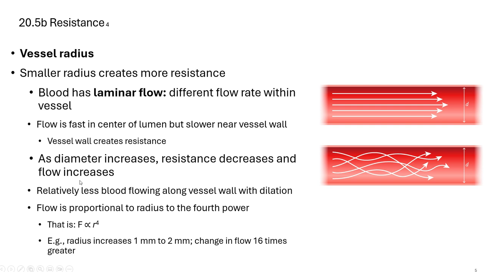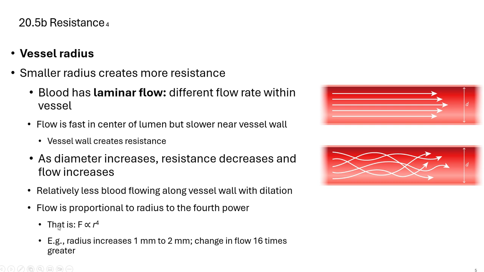This is why we looked previously at that formula. We said F equals delta P over R, right? As you increase resistance, you're going to decrease flow. In this case, we're decreasing resistance, so we're going to increase flow. Resistance goes down, flow increases.